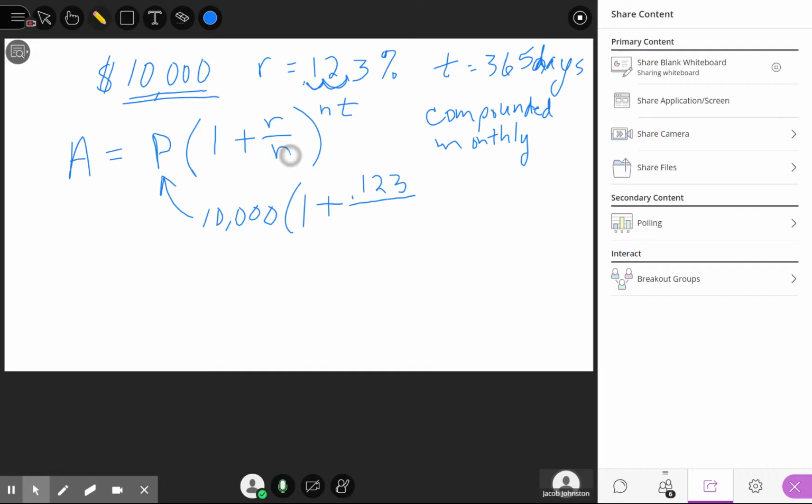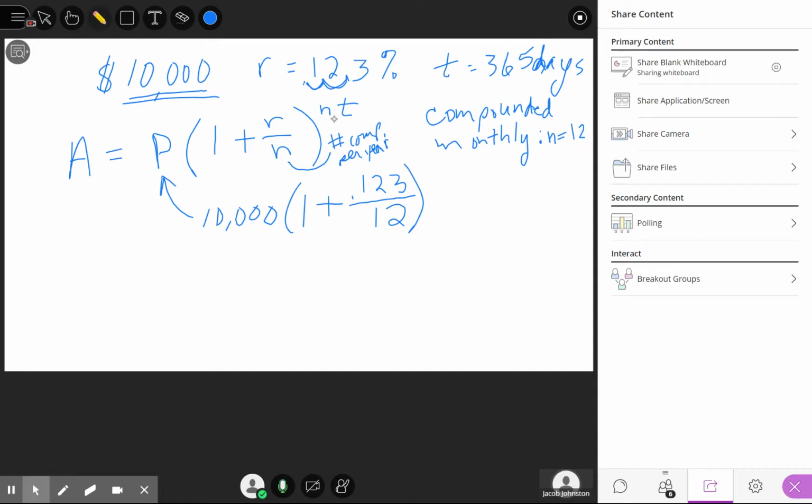divided by n. Well, what's n? N is the number of compoundings per year. Okay, so if it's compounded monthly, there are 12 months in a year, so your n would be 12. So compounded monthly means n is 12.